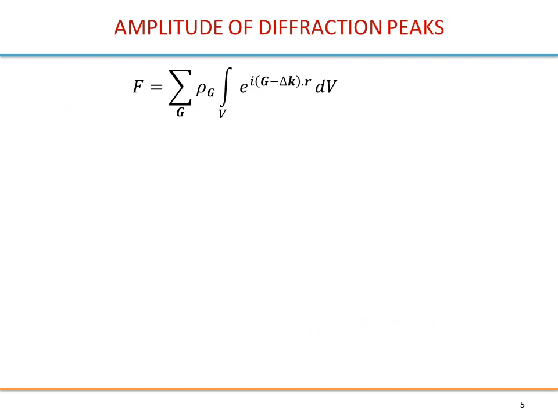So what is the value of this? We will discuss what we get depending on Δk. If you remember, we have established already that diffraction, so non-zero value of the intensity, happens when Δk is a reciprocal lattice vector. So let's see what happens in this formula when we select Δk equal to a reciprocal lattice vector.